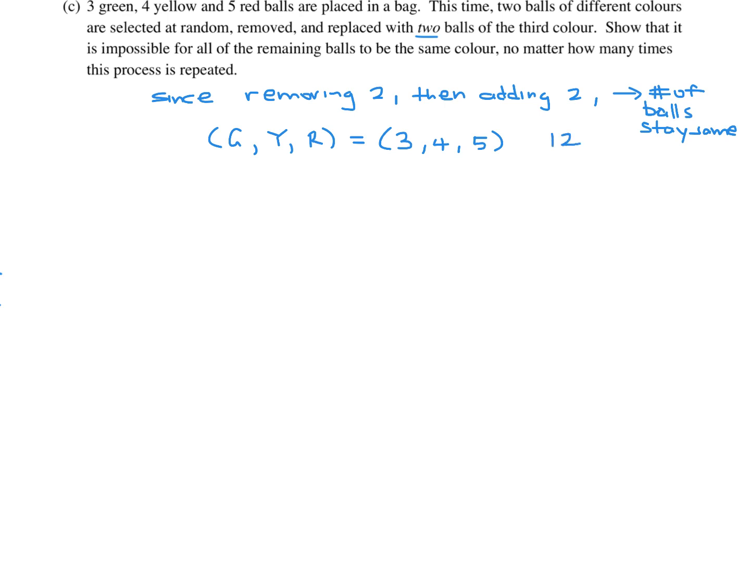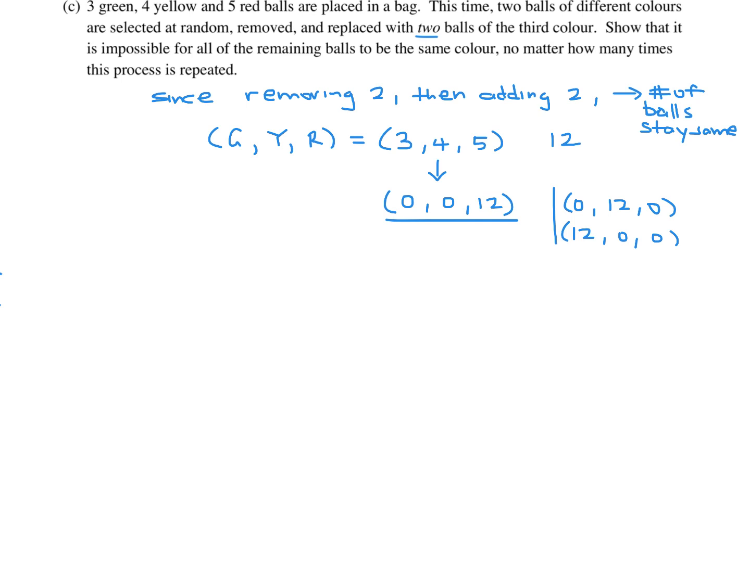So that means at the end, if you want all balls to be the same color, you'd have to have a situation like this. It would eventually get down to 0, 0, and 12, right? This is a situation where all the balls are red. Or you could have a 0, 12, 0 situation, which would mean all balls are yellow, or a 12, 0, 0, which would mean all the balls are green. So let's just concentrate on this because these two will be exactly the same in terms of their explanation.